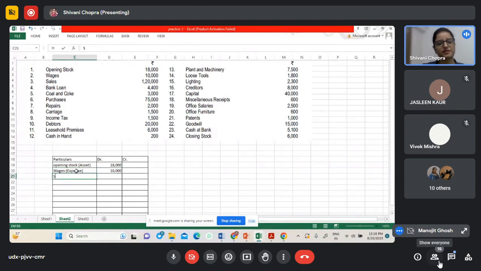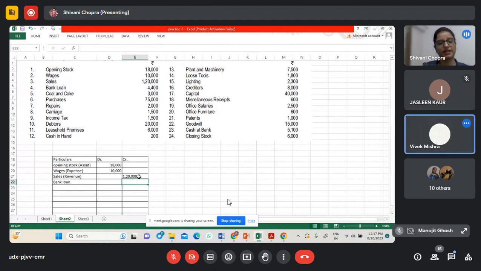Now, after that, we have sales. What is sales? Revenue. What do we do with this? Sales is a revenue. What is it? Credit, right? 1,20,000. Then you have bank loan. What do we do with bank loan? Credit. Why? It's a liability. Very good. It's a liability.